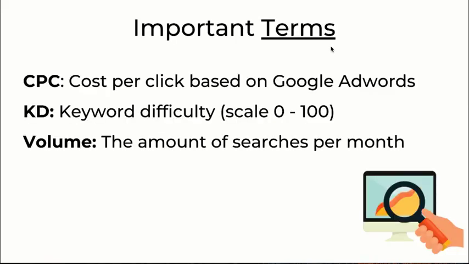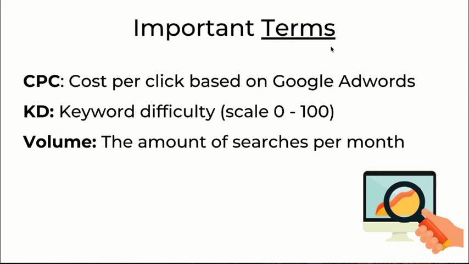Some important terms you've got to understand about keywords here are CPC, which is basically the cost per click based on Google AdWords. Google AdWords is Google's advertising platform. So the cost per click is an AdWords term, meaning if you were to go on Google AdWords and advertise for Injury Lawyers Hartford CT, right? It might have a cost per click of $100 because that's a competitive keyword.